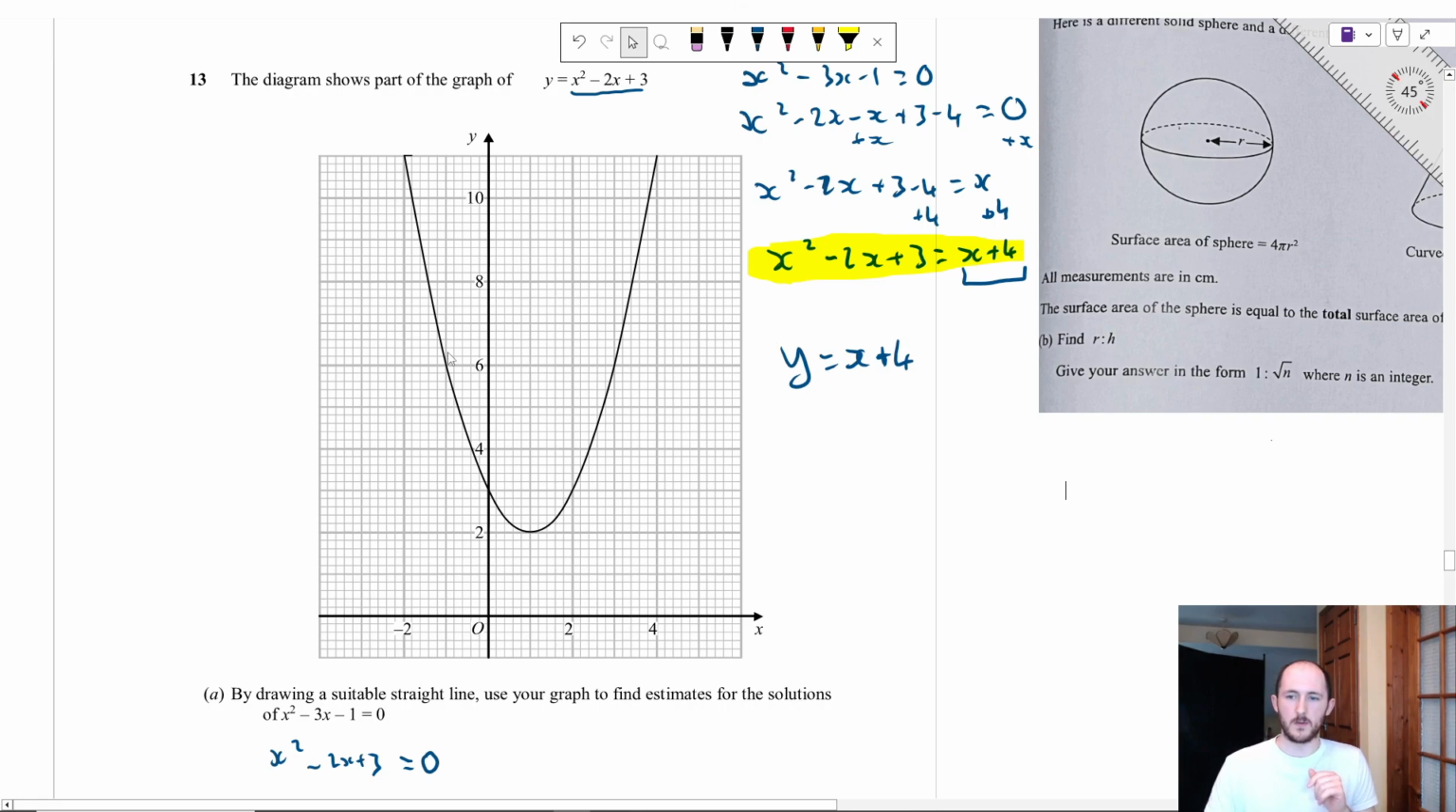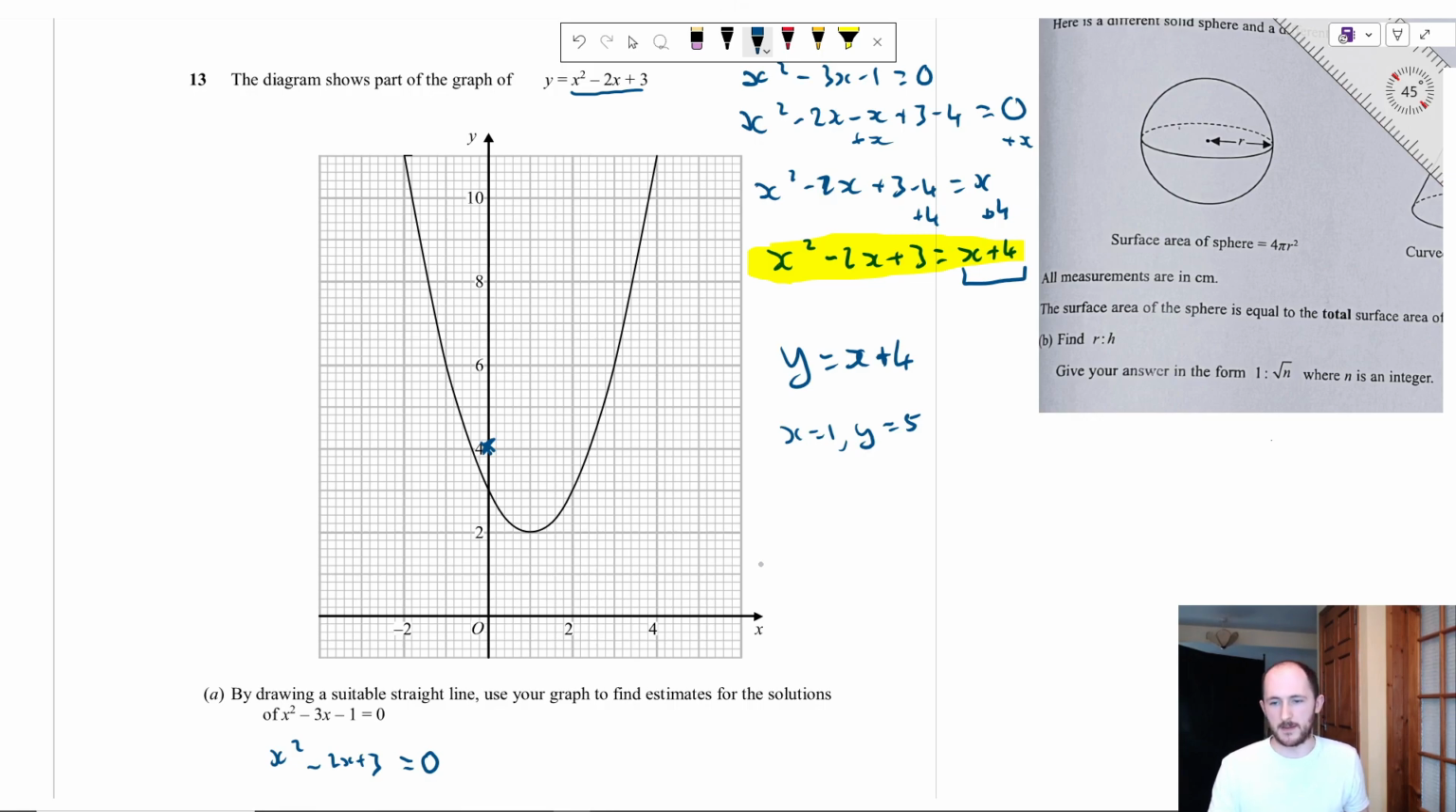So all I need to do is, I already have this graph, I have the left-hand side drawn for me. I'm going to draw the right-hand side. So now all I need to do is draw a straight line graph with x plus 4. So I know it's going to cross at y equals 4, because that's the y-intercept. And now I'm just going to sub in values. So when x equals 1, I can see that y is equal to 5.